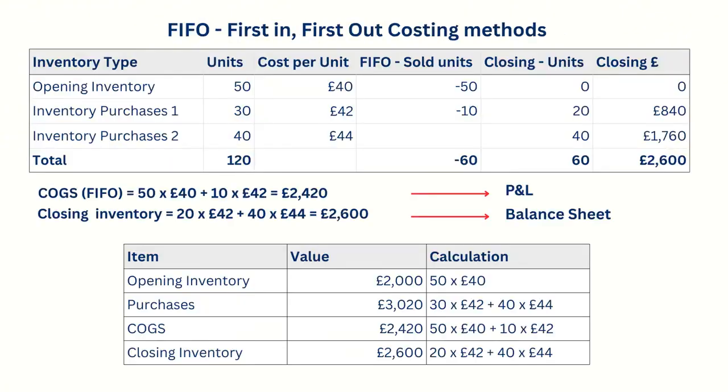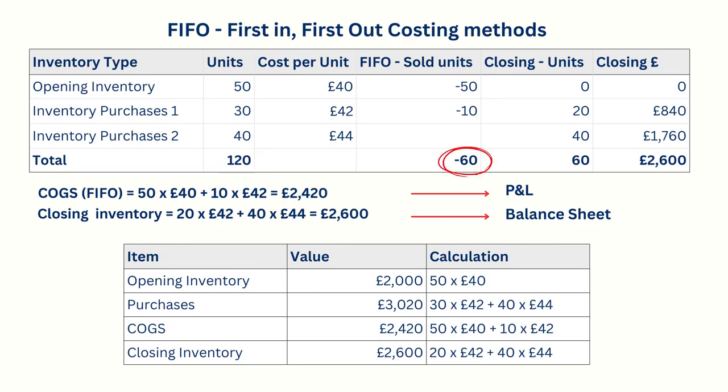Let's look at how to calculate inventory values using the FIFO method, first in, first out. FIFO assumes that the earliest units purchased are the first ones to be sold, so the flow of costs reflects the actual physical flow of many businesses, especially those handling perishable or fast-moving stock. At the start of the period, the business has 50 units in opening inventory at £40 each. During the period, they purchase 30 units at £42 and another 40 units at £44. That gives a total of 120 units available for sale.